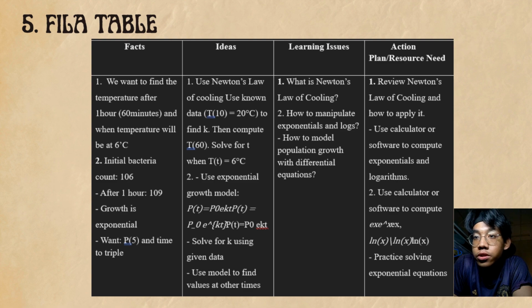Next, about learning issues. First, what is Newton's law of cooling? Second is how to manipulate exponentials and logs. And how to model population growth with a differential equation. And the last one is the action plan to resolve it. First, review Newton's law of cooling and how to apply it. Second, use a calculator or software to compute exponentials and logarithms, as you can see there in the formula, and practice solving exponential equations.